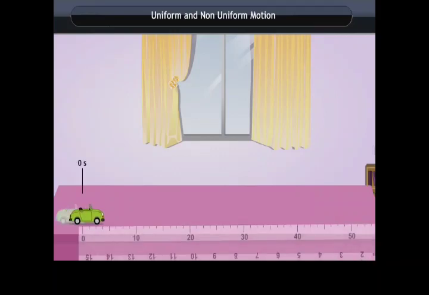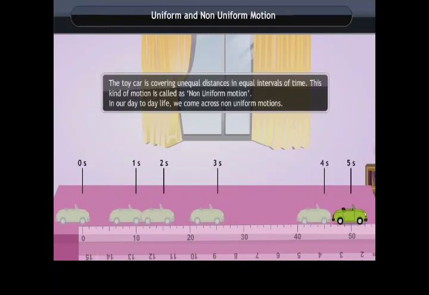Now observe the motion of the toy car. The toy car starts its journey from origin at time t equals 0. It travels 10 centimeters in the first second, 5 centimeters in the next second, then 10 centimeters in the third second, and 20 centimeters in the fourth second, and so on. The toy car is covering unequal distances in equal intervals of time. This kind of motion is called non-uniform motion. In our day-to-day life, we come across non-uniform motions.